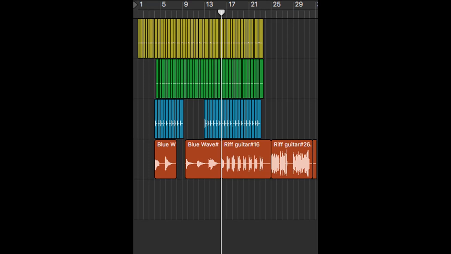That was the vocal guide that I put in for the song, so that when I start recording the vocals, I have a layout for the singer.